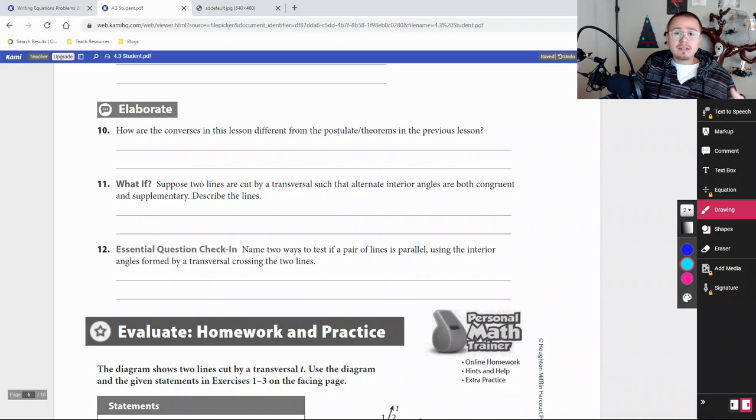How are the converses in this lesson different from the postulate theorems in the previous lesson? So previously we knew the lines were parallel and things about angles, and now we know the things about the angles and that the lines are parallel. So it's just the order in which we're proving things.